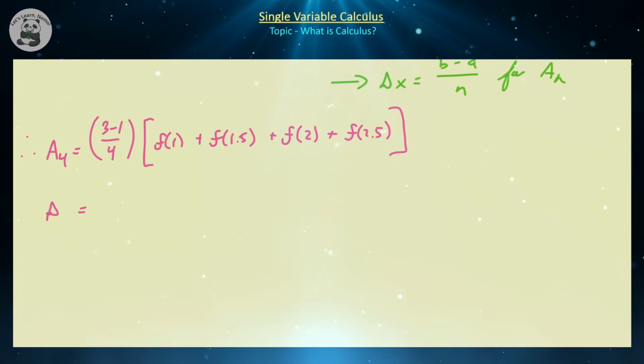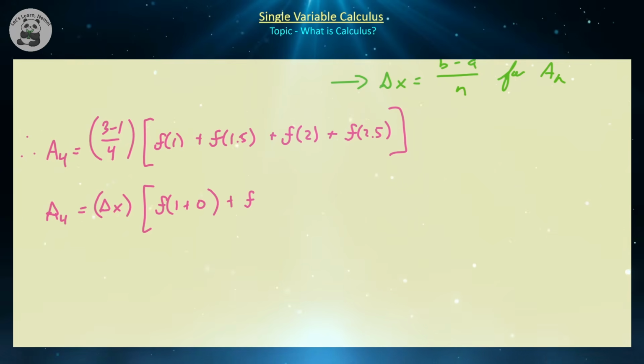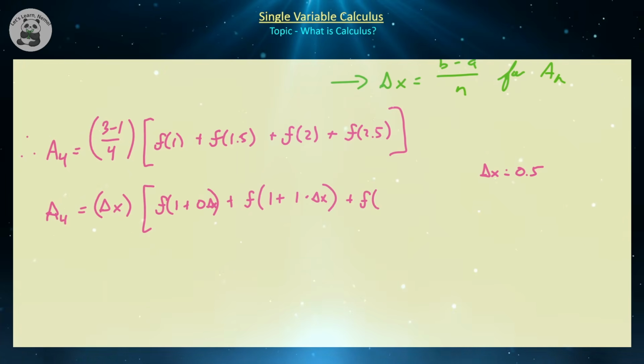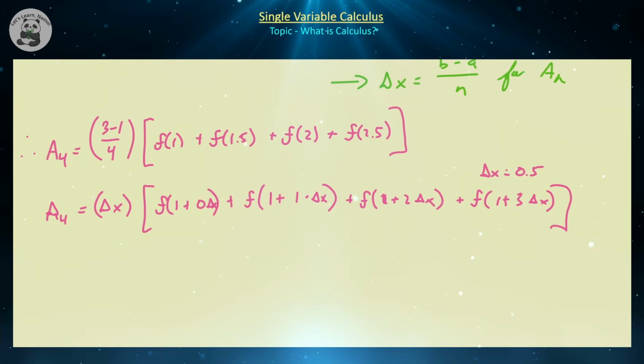So this is obviously going to be equal to our delta x term, and then this is going to be equal to f of 1 plus 0, and then this is going to be f of 1 plus 1 times our delta x value, because keep in mind delta x is 0.5, so that's going to be 0 delta x, 1 delta x, and then it's going to be 1 plus 2 delta x, and then f of 1 plus 3 delta x's. Because 3 times delta x is going to be 1.5, and 1 plus 1.5 gives us our 2.5 that we started with.